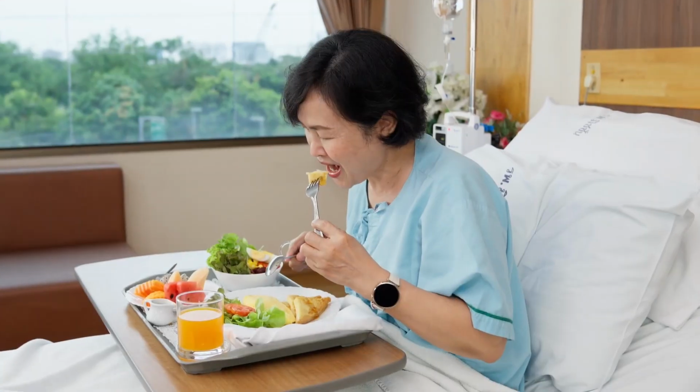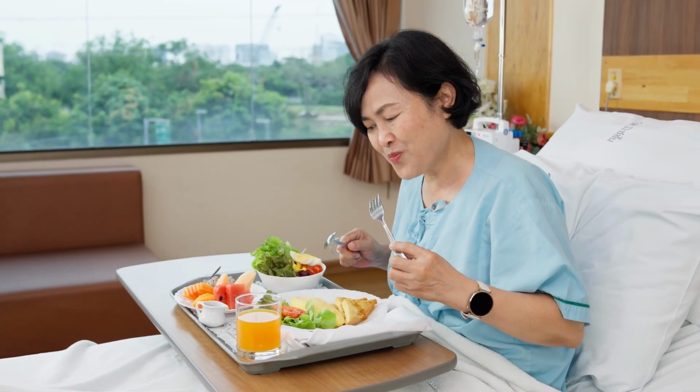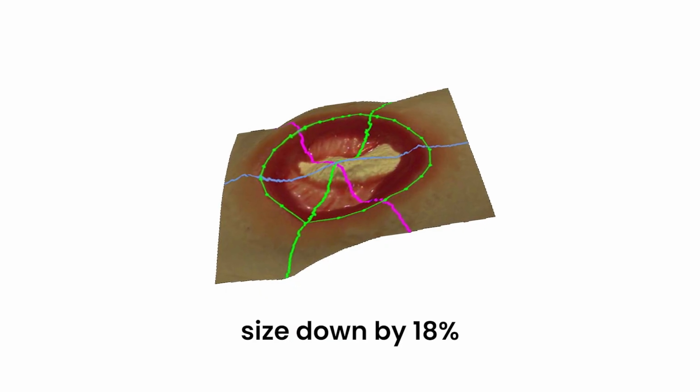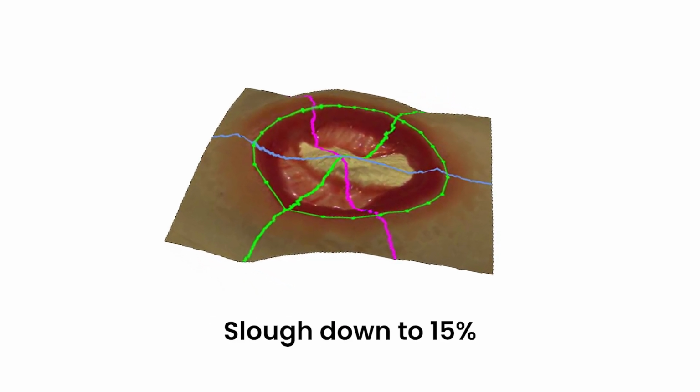So I reassessed her care plan, and it turned out that her albumin had dropped. Her diabetes control had slipped. She wasn't getting enough protein. We adjusted her diet, tightened her blood sugar management, and switched to a more advanced dressing that promotes autolytic debridement. Within 3 weeks, the wound started improving. The AI showed it. The size was down by 18%, granulation up by 75%, and slough down to 15%. Mrs. P's wound eventually healed.